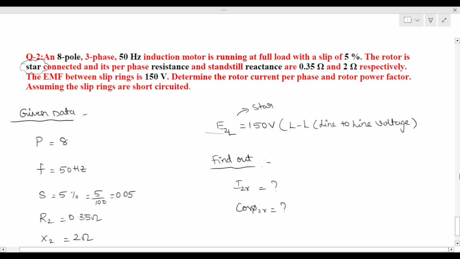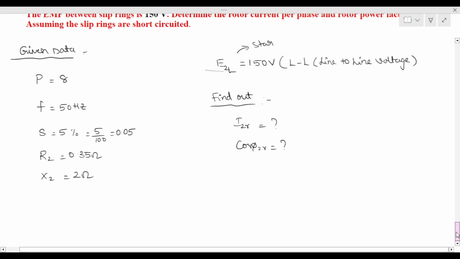So if you clearly observe here, what is cos phi 2R and what is I2R? First of all, we have to convert this star. We are always interested in finding the per phase voltage. So what is the per phase voltage in star connection? Already we know the formula for star connection: VL is equal to root 3 V phase.